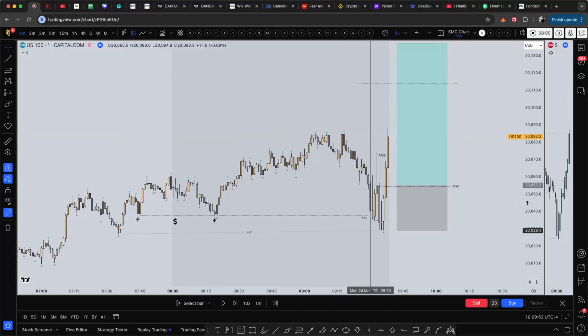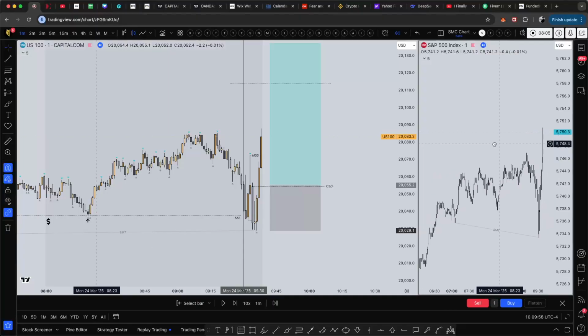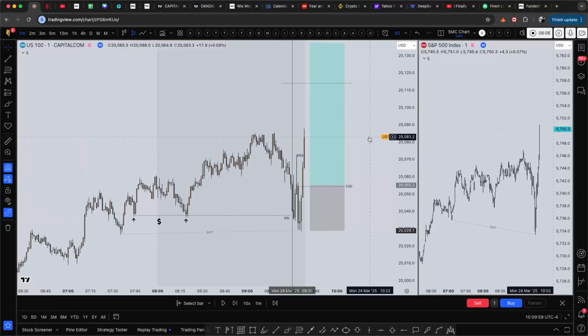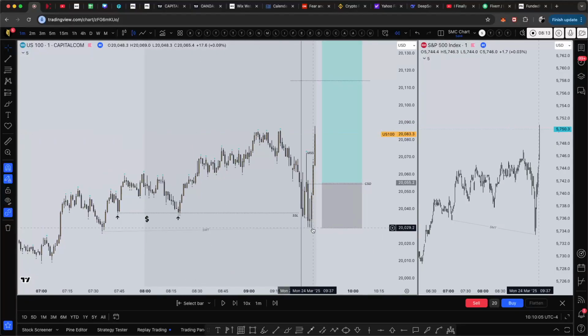Right? After that, this is one of my favorite confluences, and I have to see it. If I don't see SMT, it's probably not going to be a good trade. So it did show up, right? Notice that when price stops right here on Nasdaq, S&P actually went a lot lower, and it did end up sweeping that low. So S&P is telling me right here that it is the weaker pair, and Nasdaq is the strongest pair so far.